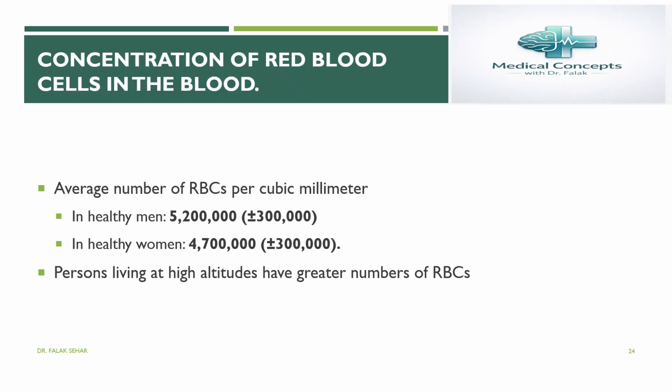Another important point is that people living at higher altitudes tend to have a higher RBC count. This is a physiological adaptation to lower oxygen levels, where the body increases red blood cell production to improve oxygen carrying capacity. So red blood cell concentration is not fixed. It varies with factors like sex and environmental conditions such as altitude.